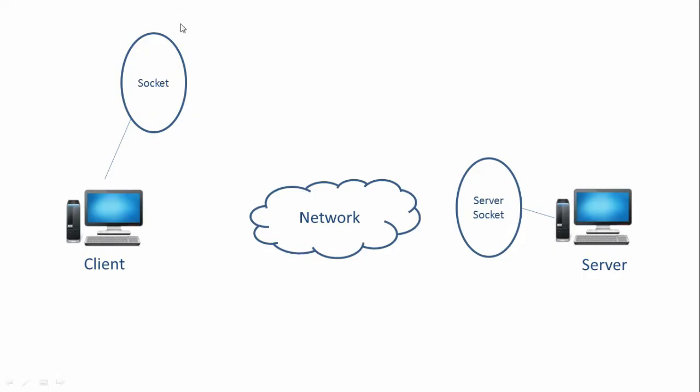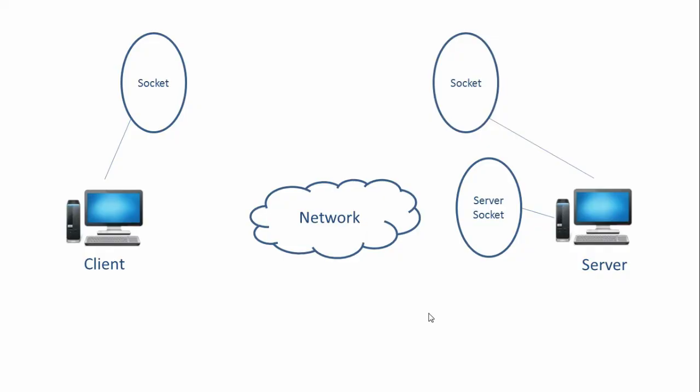Okay, so the socket over here on the client side will try to establish a connection with the server by sending a request. And the server socket will be waiting for that request. And as soon as it gets the request, it will accept the request. And after the request is accepted, a socket object will be created on the server side, right? So this is the overall architecture.